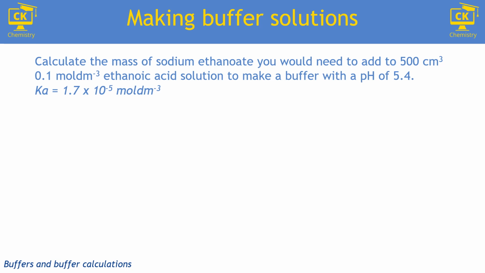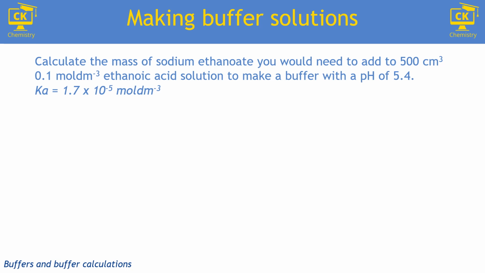Here is a different way of making a buffer. So you could take an acid solution, a weak acid, in this case ethanoic acid again, and you could add solid sodium salt of your acid to your solution. Because they're sodium salts, they're going to be ionic, they're going to be soluble in water, and they'll be solid, so they'll be easy to handle.